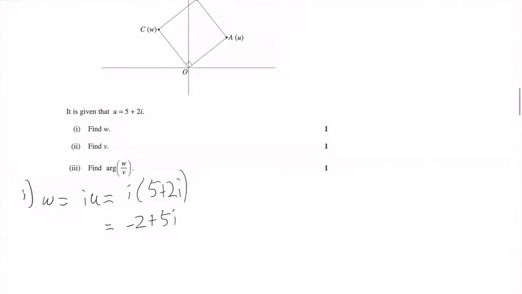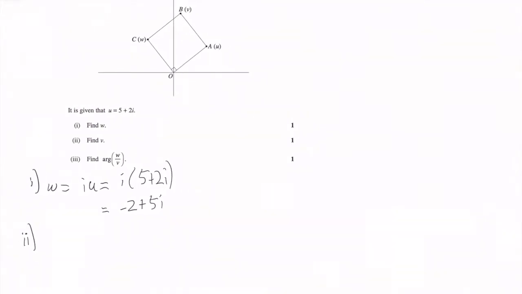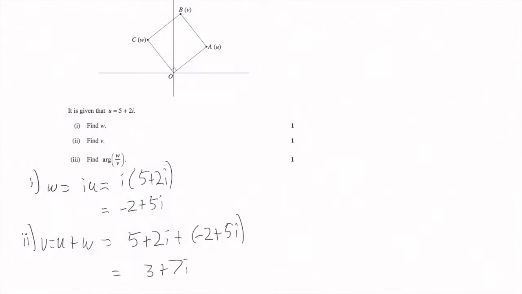And now we need to find v. Well, v would be the addition of u plus w. This would be 5 plus 2i plus minus 2 plus 5i, which would equal 3 plus 7i.